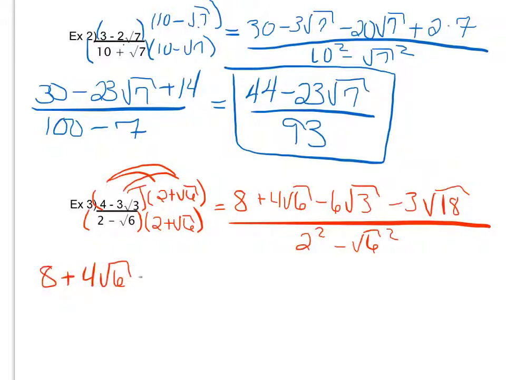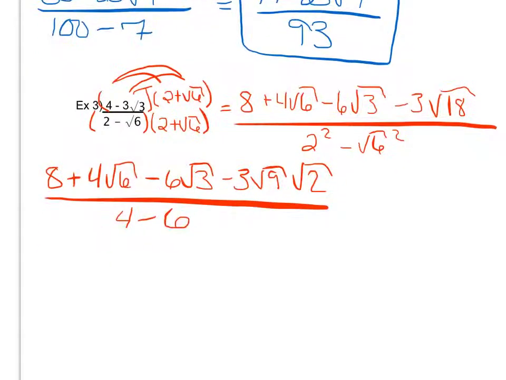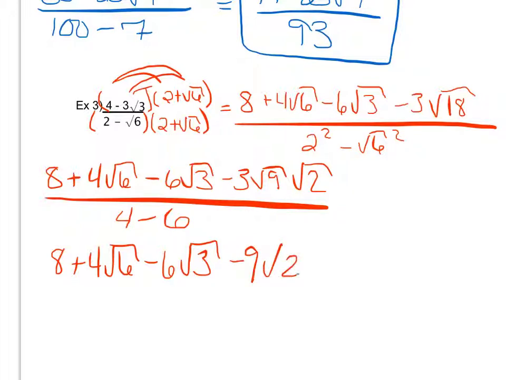Square root of 7. So this becomes minus 3 times the square root of 9 times the square root of 2, all over 4 minus square root of 6 squared cancels to be 6. And now, just cleaning up a little bit, this is going to become 3 times 3. And on the bottom, I'm going to get negative 2.